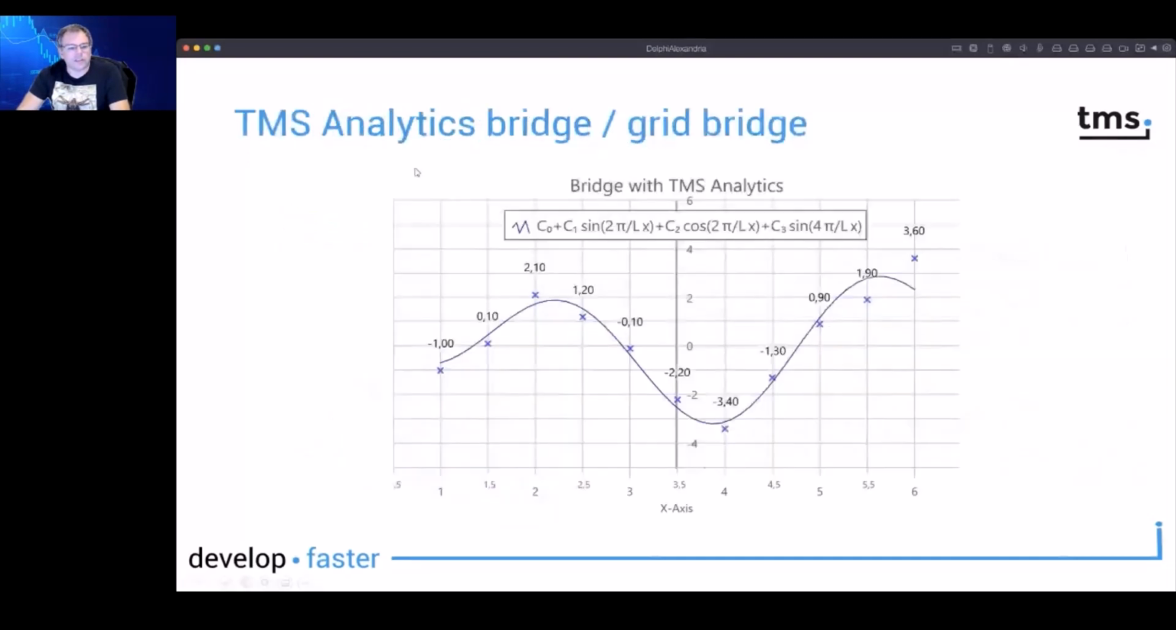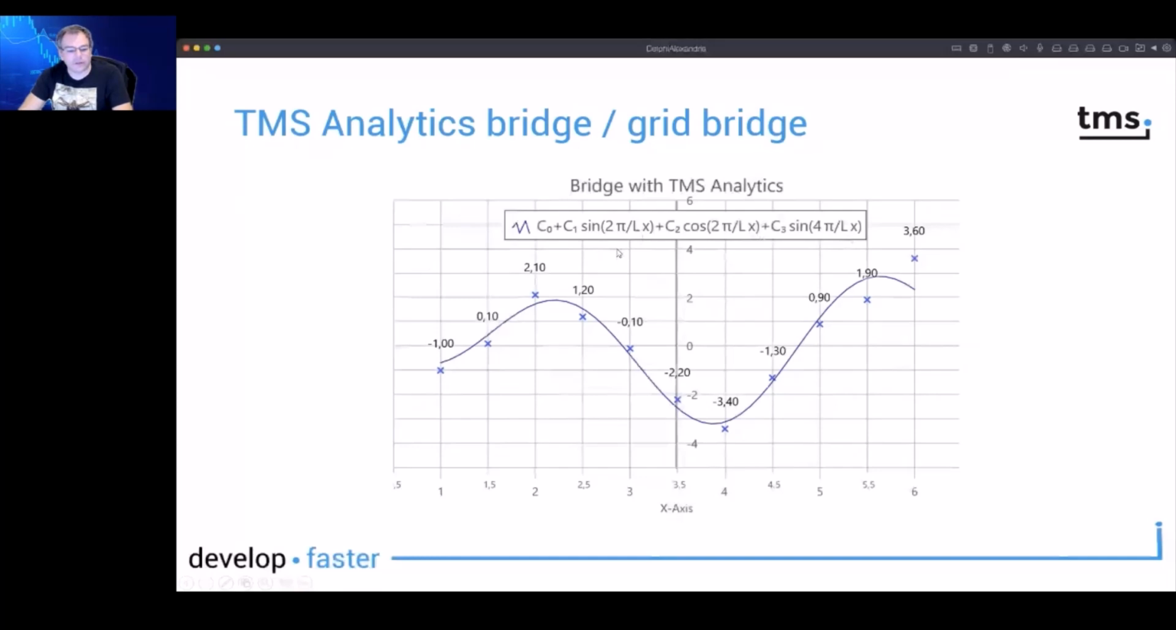So this is the TMS Analytics bridge with a concrete example. There are human beings on this planet that can read this. For me, this is some sort of sine, cosine formula, and that's all I see. I also recognize pi, but I have no idea what this function denotes. But you can see how great it is.